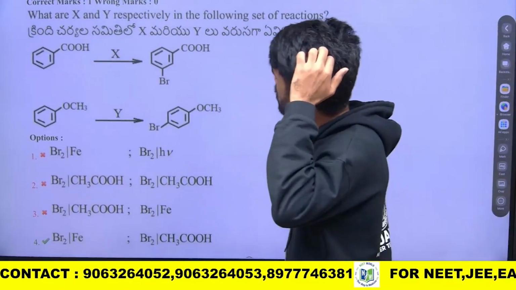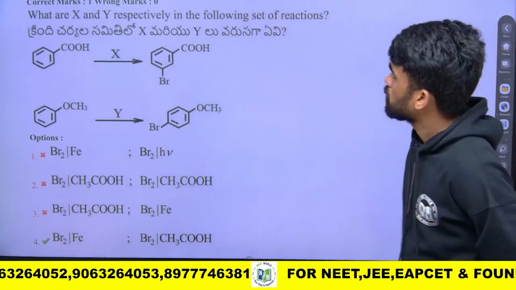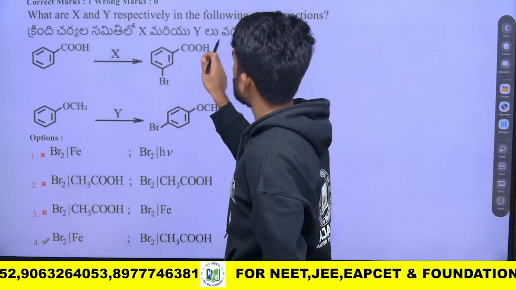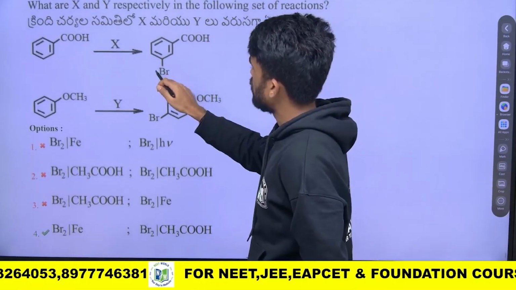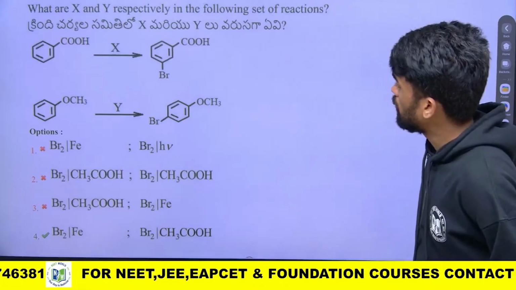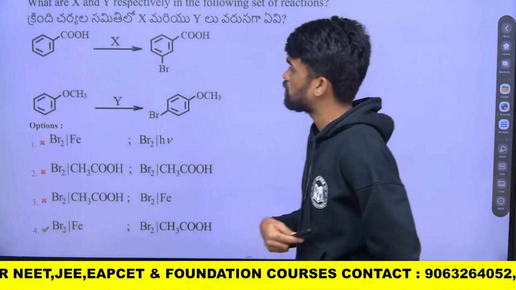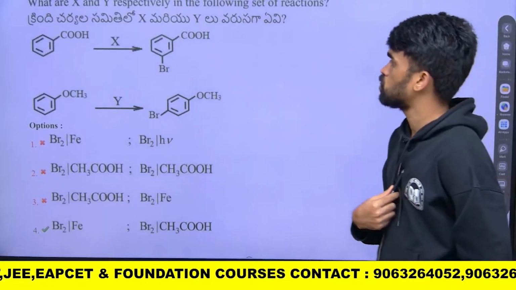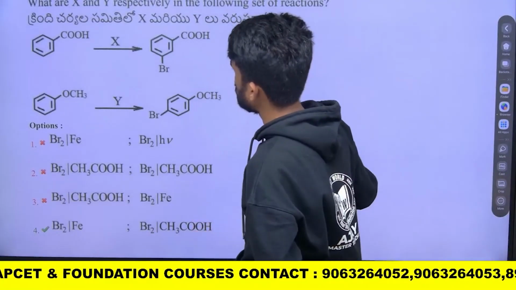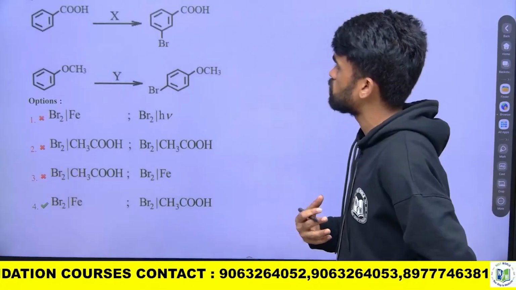So X and Y are respectively what in the following reactions? In order to convert, for bromination of this benzoic acid, we need to use, see, benzoic acid, like a carboxylic acid, is an electron withdrawing group, so the electrophile goes to the meta position, that we know. So iron, something like a Lewis acid, here we can use iron metal.